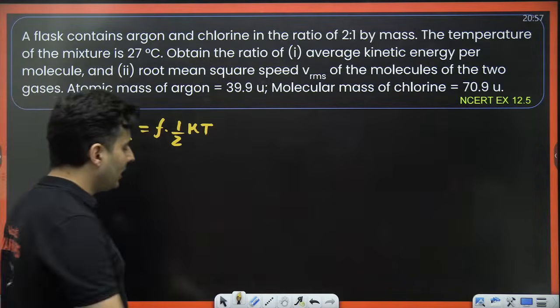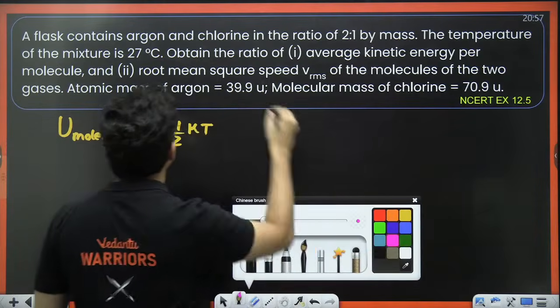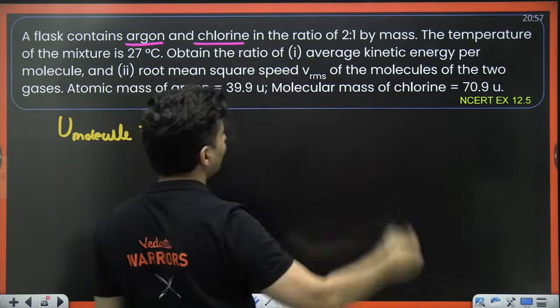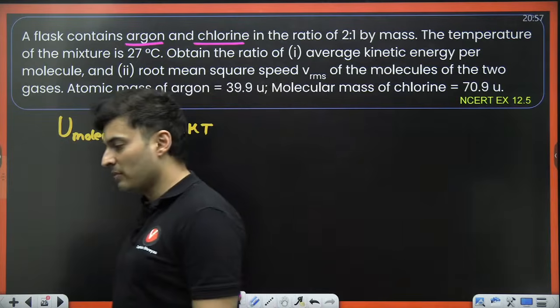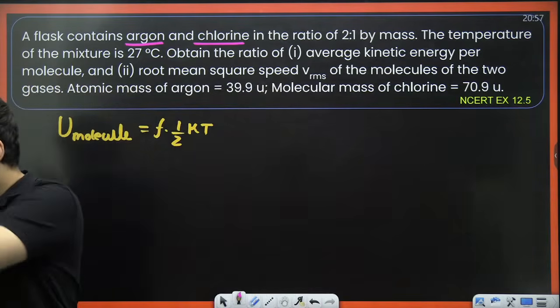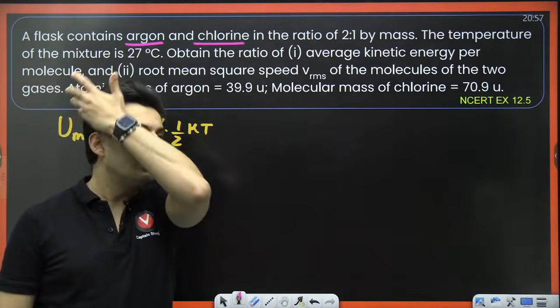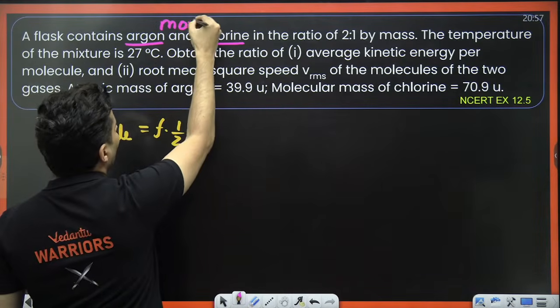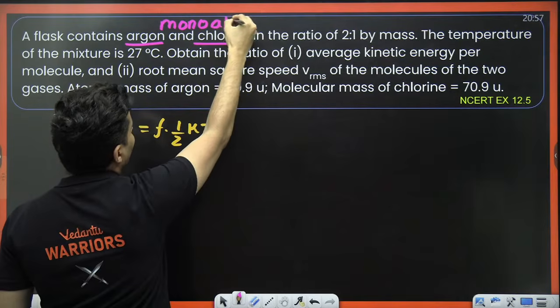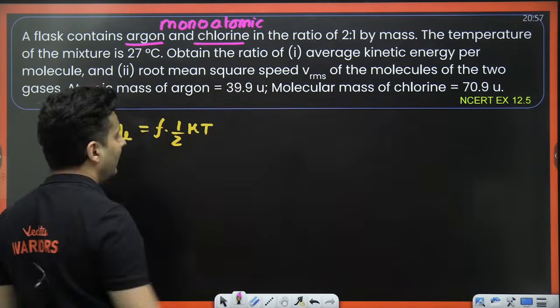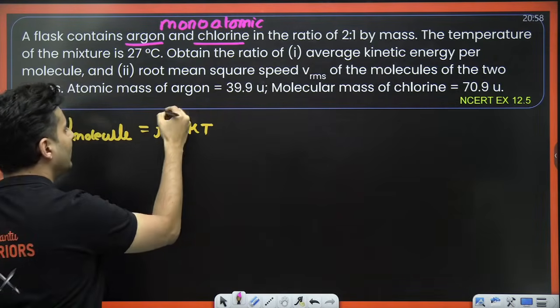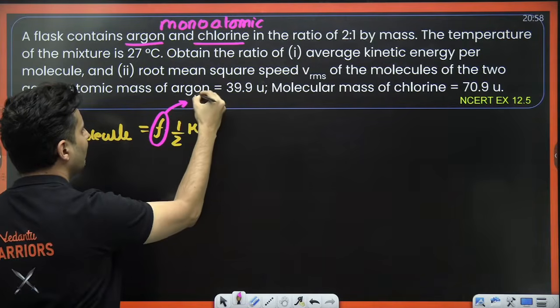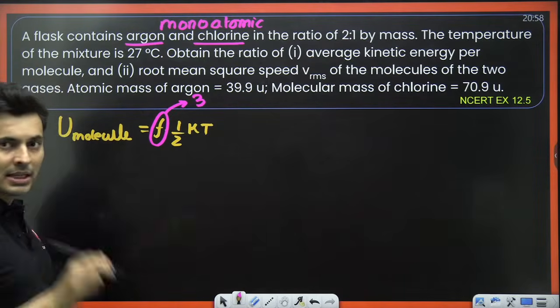Now, argon and chlorine, what is the speciality of both of them? How many of you can tell me? What is similar in both of them? Come on, put it up in the chat box. Both are inert elements. Both are monoatomic gases, correct? That means the degrees of freedom for both of them is basically 3, correct?